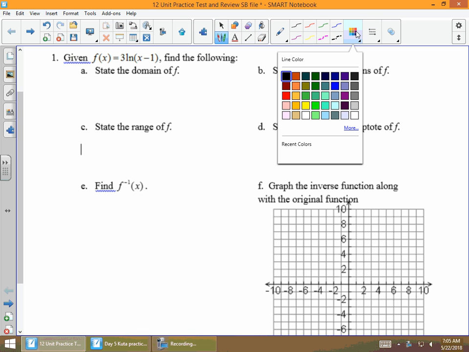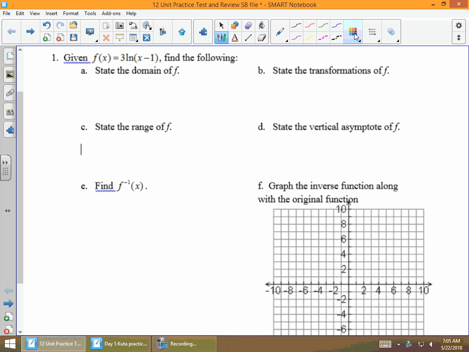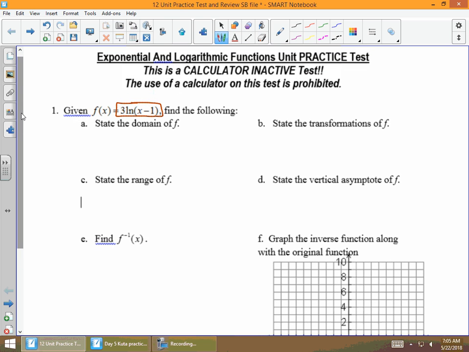So number one is really a parent function and transformations problem. The first thing I'm going to do is start by graphing 3 ln of x minus 1. So I'm going to identify these transformations first. The first thing I'm going to do is talk about what ln looks like. The parent function for ln goes through the point 1, 0, and then your next point is 2.71. So your key points here are 1, 0, and 2.71 for your parent function. And that was from the last unit.